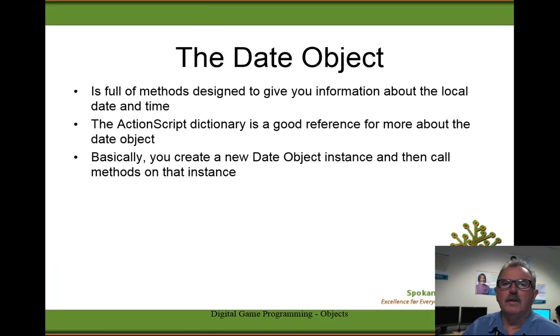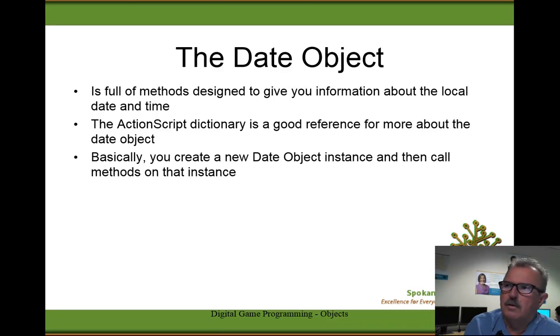Okay, so we need to briefly look here at the date object. The date object, as you could well imagine, is just full of methods that are really designed to give us information about the local date and time. And the ActionScript dictionary in itself is really an excellent reference to learn more about this particular object. In a nutshell, you create a new date object instance, and then you call methods on that particular instance. So really, I'm not going to spend a lot of time on it here.